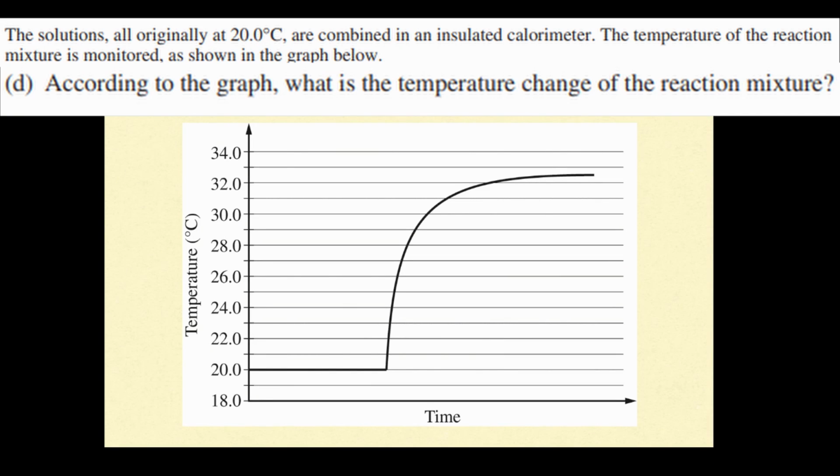This is just final temperature minus initial. We see that the final temperature is around 32.5 degrees Celsius and the initial is around 20.0 degrees Celsius. So we subtract and we get 12.5 degrees Celsius temperature change.